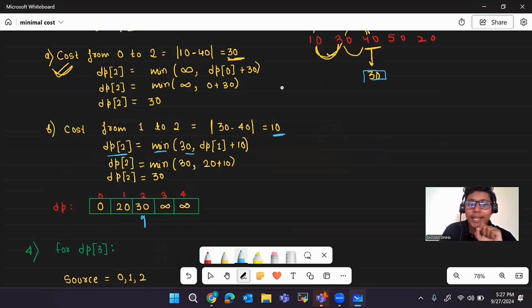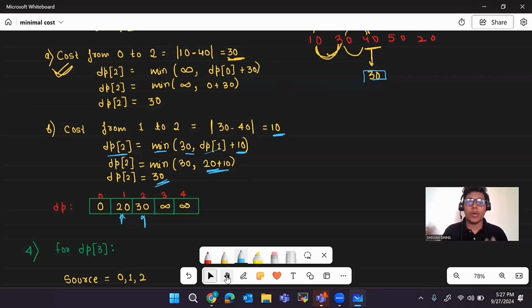Now 30, and what is the cost to reach from 0 to first index? It was 20, right? That we have already stored here. Plus the cost to reach from first index to second index, which is 10. So now the minimum of 30 and 30 is going to be 30. So you are going to fill it with this. Okay. So this is how we are going to fill the whole array, right?